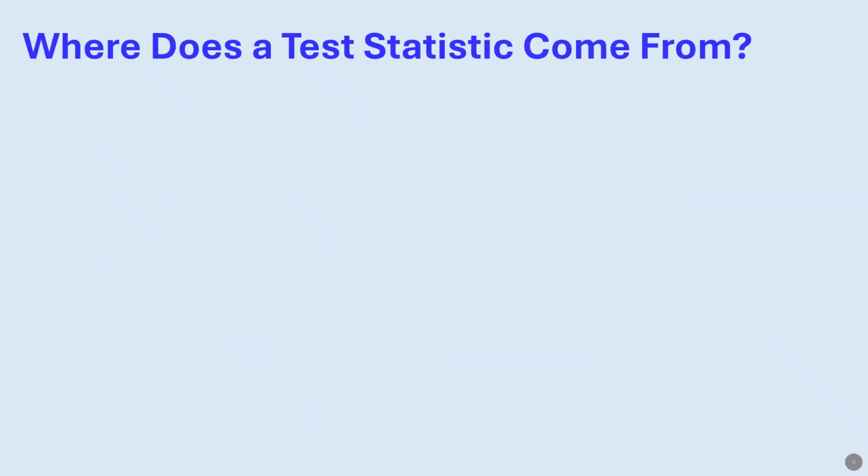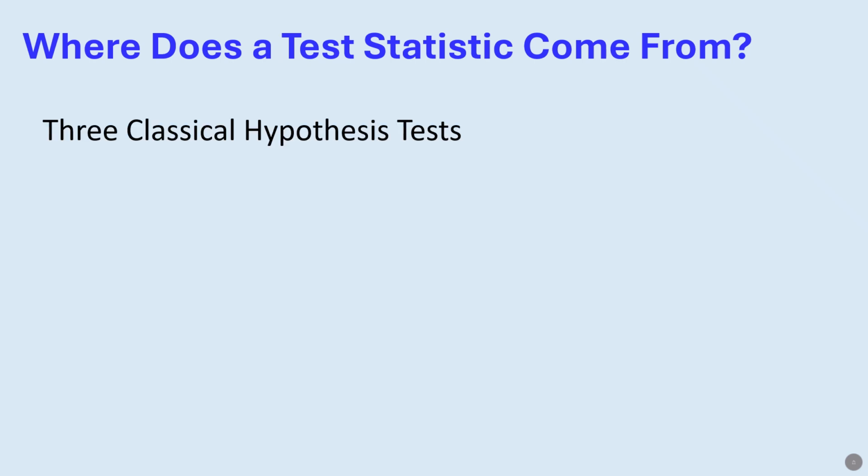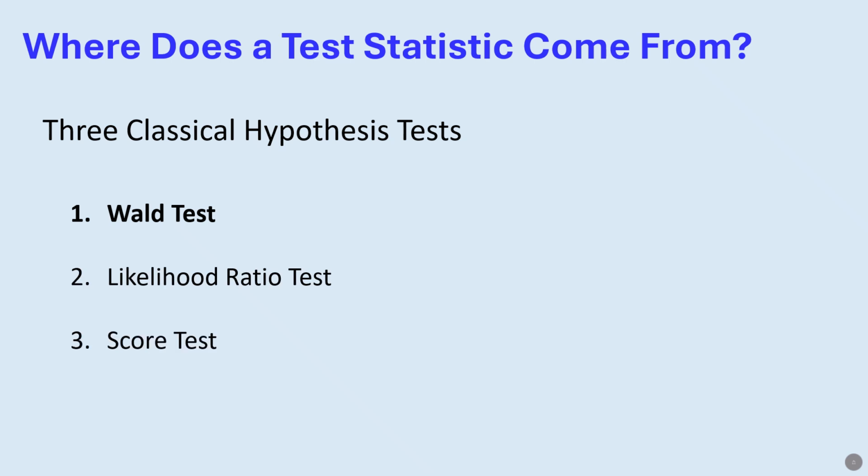A natural question is, where does a test statistic come from? In classical statistics, there are three widely used hypothesis tests: the Wald test, the likelihood ratio test, and the score test. Although they are developed differently, they are asymptotically equivalent under suitable conditions. Today, we'll focus on the Wald test and see how it is constructed from an estimated parameter.